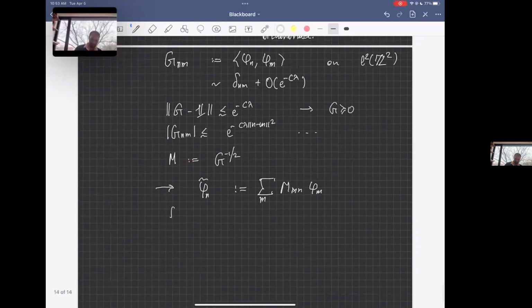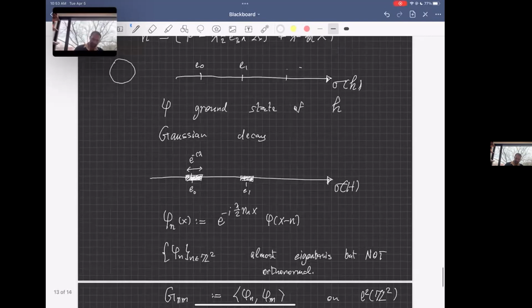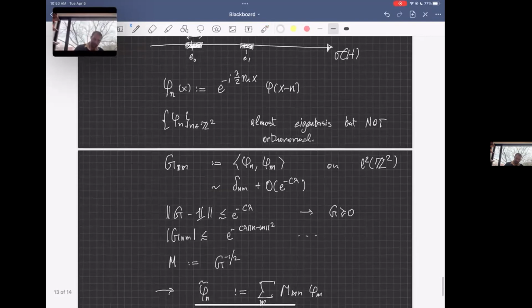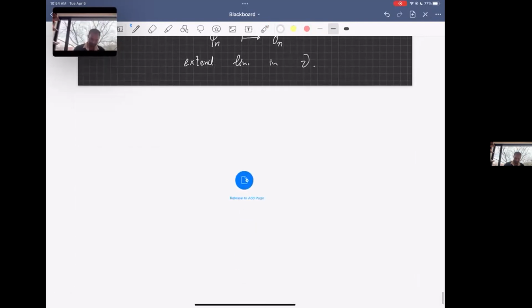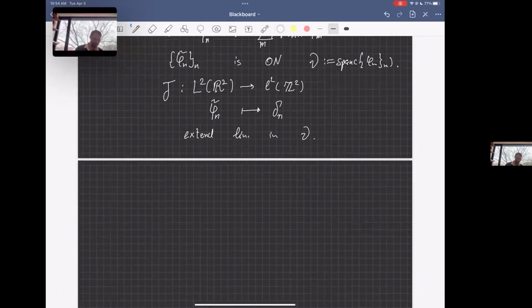And now you can verify that the tilde basis is orthonormal, and it spans a subspace of essentially the first band over here. Because it is orthonormal, I can define a partial isometry, I call it J, from big L2 to little L2, that will just send any such basis vector into the basis vector in little L2 of Z2, and otherwise extend linearly, and by zero outside of this subspace. Okay, so I had to spend quite a bit of time to set up this language, but it was necessary to state this theorem.